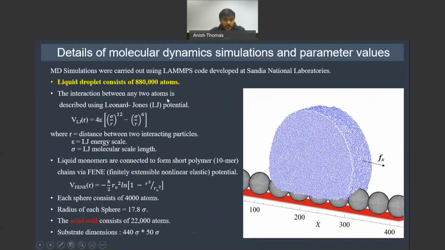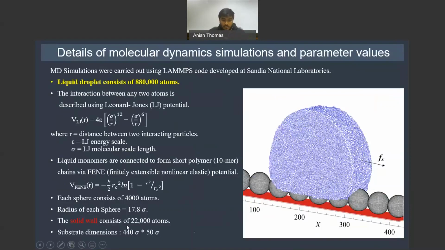The interaction between any two atoms is described using the Lennard-Jones potential, and the expression is shown here. Liquid polymers are also connected to form short polymer chains via the FENE potential, and the expression is given here. Each sphere consists of 4,000 atoms. As you can see on your right, the black spheres each consist of 4,000 atoms on the surface. The radius of each sphere is 17.8 sigma, where sigma is taken to be 0.5 nanometers.